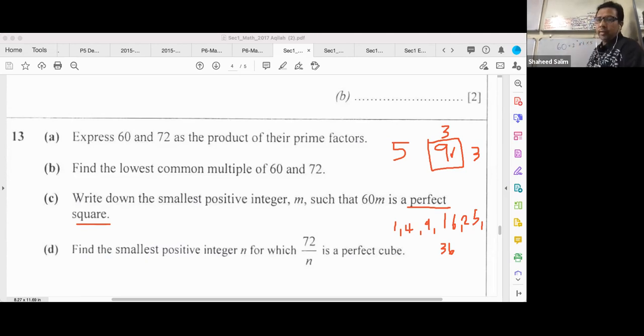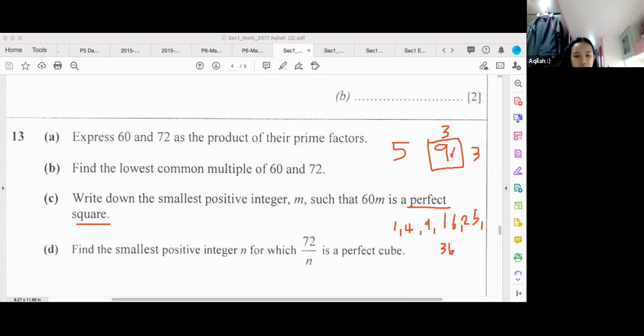Correct? Now I'm going to take 36. You agreed that 36 is a perfect square. Can we do the prime factorization? Divide by 2, you get 18. Divide by 2, you get 9. Divide by 3, you get 3, and then you get 1. So the prime factorization is what? 2 square times 3 square.